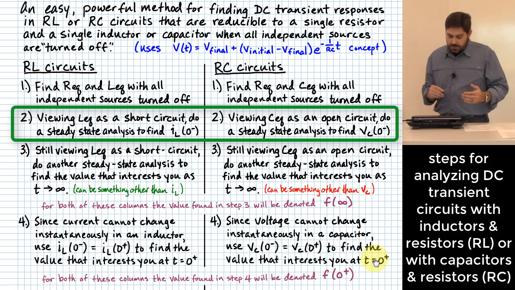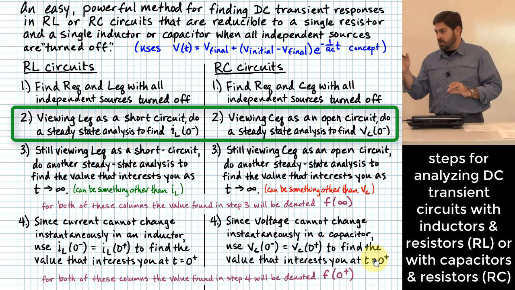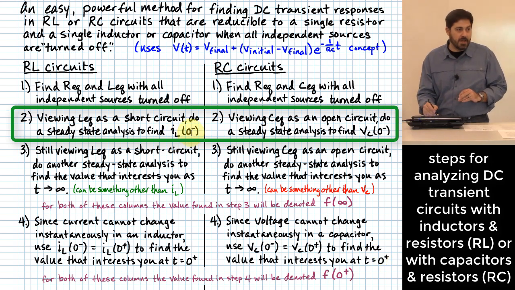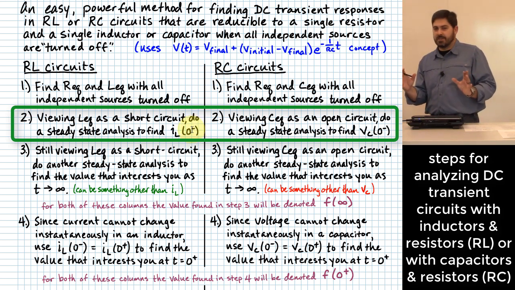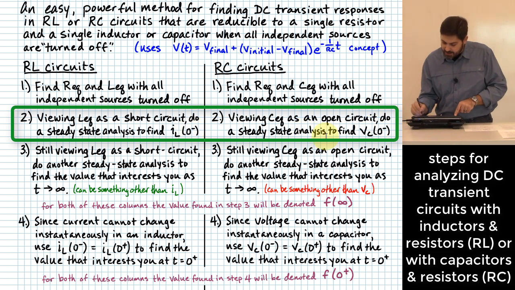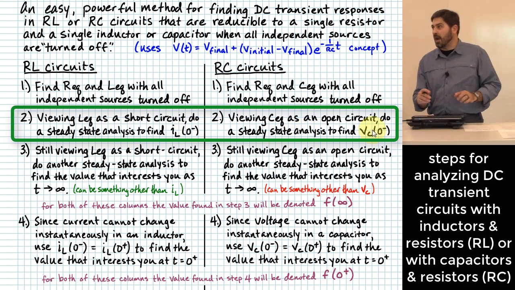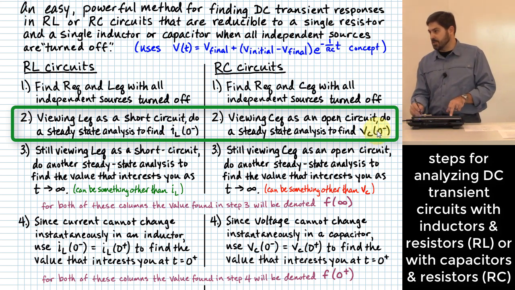Next, in the case of an inductor, you want to view that inductor as a short circuit and then do a steady state analysis to come up with what the current through that inductor is right before the state changes, right? I_L at time 0 minus basically says what was the current through that inductor right before the interesting change in state happened that we're constantly talking about with these transient analyses. In the case of capacitors, you say what was the voltage across the capacitor right before we did something that changed the state of the circuit. So that's the same in both cases. It's just that you're finding a current in the case of an inductor, and a voltage in the case of a capacitor, for step two.